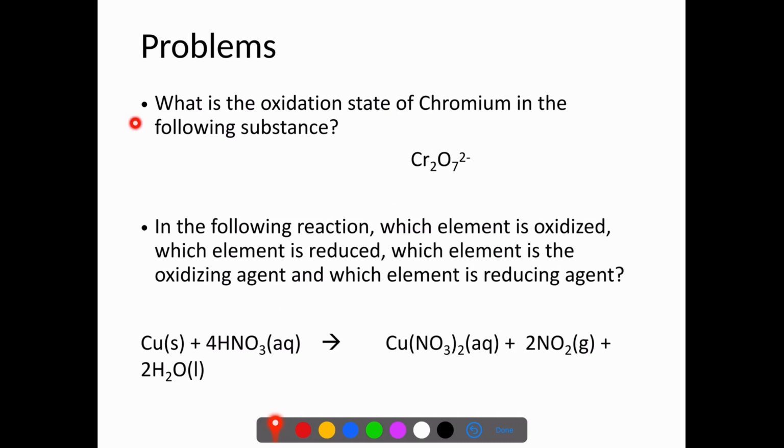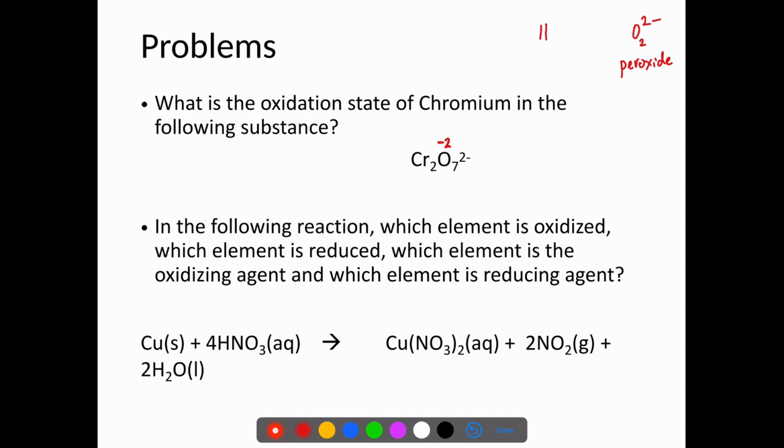Here's the first one. What is the oxidation state of chromium in this ion, in this substance? Okay, so from the rules, we can assign oxidation state for oxygen. So oxygen is usually -2 unless it's an oxygen within a peroxide or a superoxide. Okay, peroxide ion is basically O2, 2 negative. This is the peroxide ion.